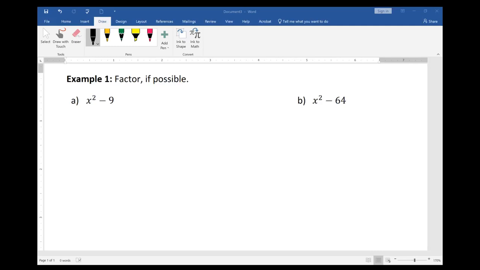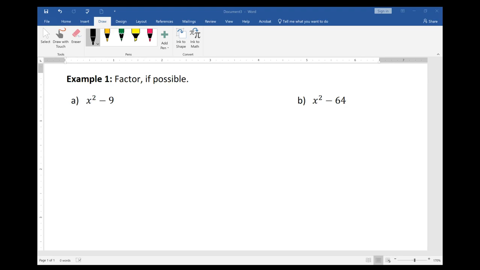Example 1a, factor, if possible, x squared minus 9. In this section, we will be factoring a difference of squares. As the notes state, when two perfect squares are being subtracted, factor by writing the binomial as a product of a sum and difference. To factor these problems, what we're going to do first is identify the perfect squares. And after we have identified the perfect squares, we will then write our binomials.